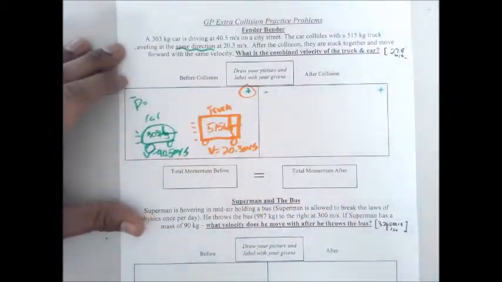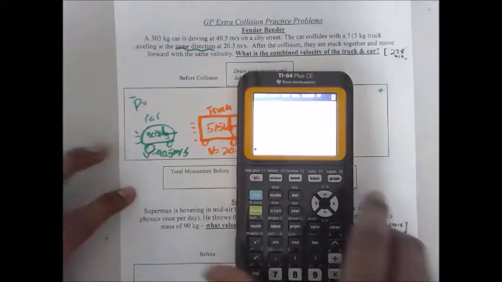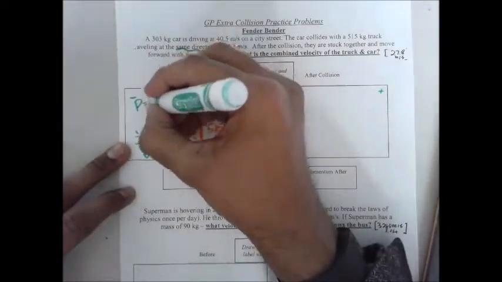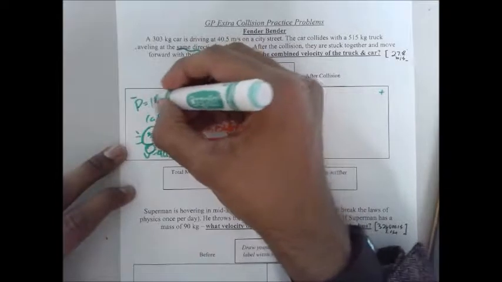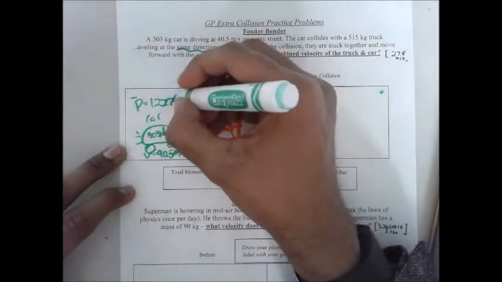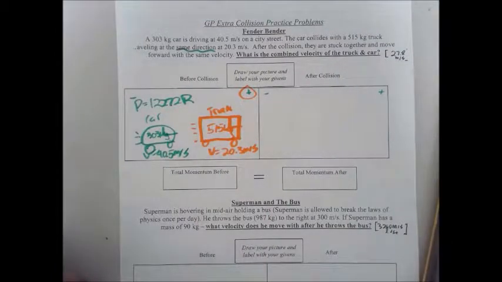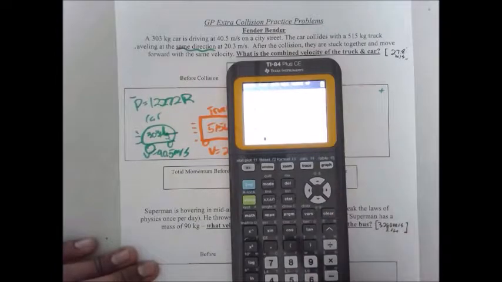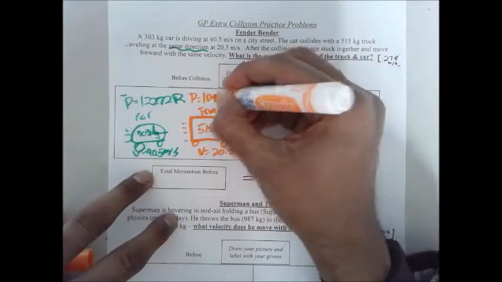The momentum of the car is going to be 303 times 40.5, which is 12,272 roys. Momentum of the truck is going to be 515 times 20.3, which is going to be 10,455 roys. The total is going to be those two added together.